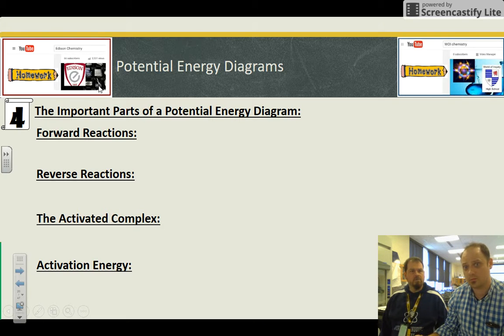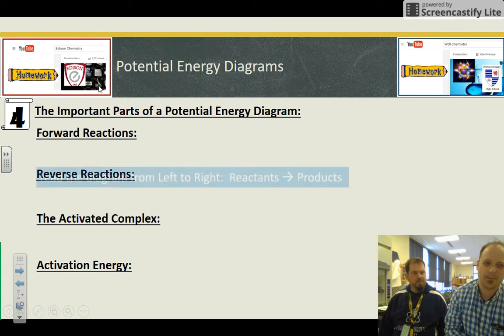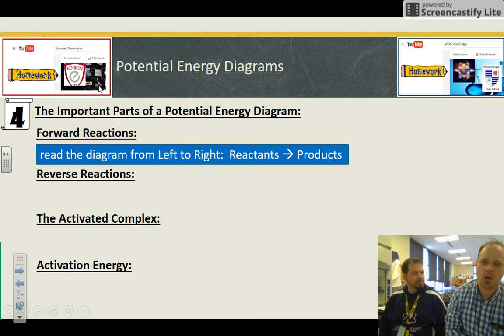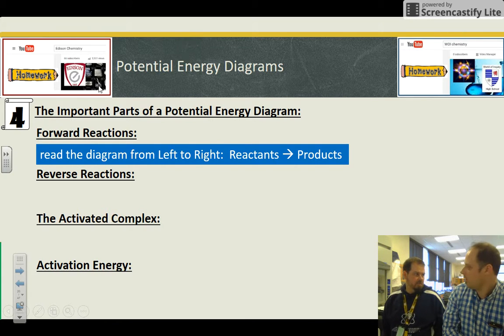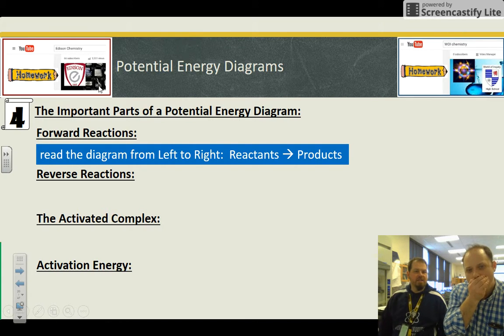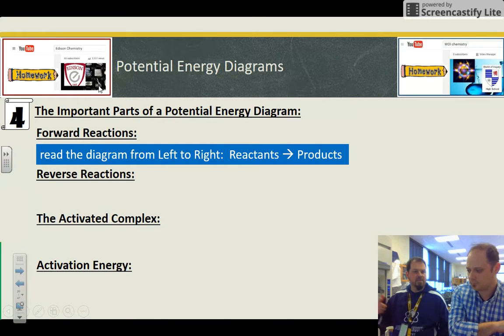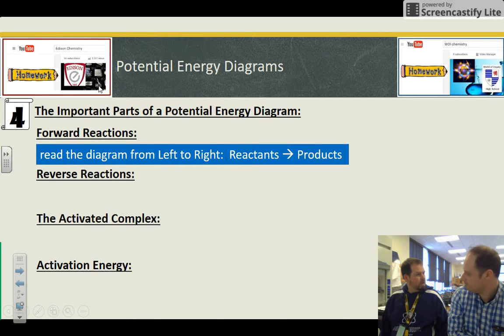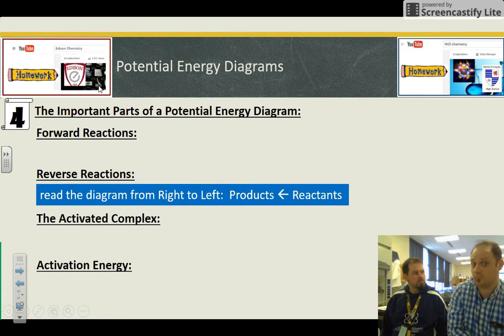So now specifically, these are the parts we need to label. We're going to do the definition piece first, then we're going to label. So forward reaction, again, is left to right, reactants to products. And then the reverse reaction is right to left. So it's the backwards of the forward reaction.